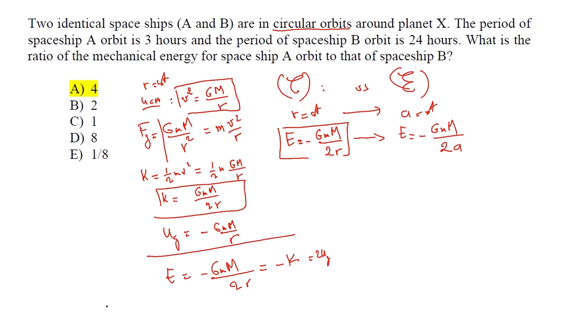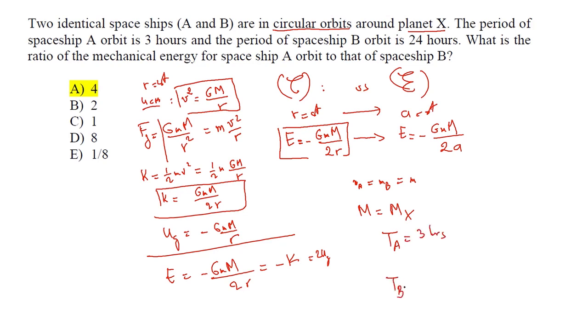Anyway, now let's come back to my problem. Here I have these two. This is just a quick reminder. Now, they are orbiting around this planet X, so the mass of the astronomical body will be the mass of X. Let me write it here. MA is equal to MB is equal to M, and capital M is the mass of the planet X. Now here I give you the period of spaceship A, which is 3 hours. So TA is equal to 3 hours.